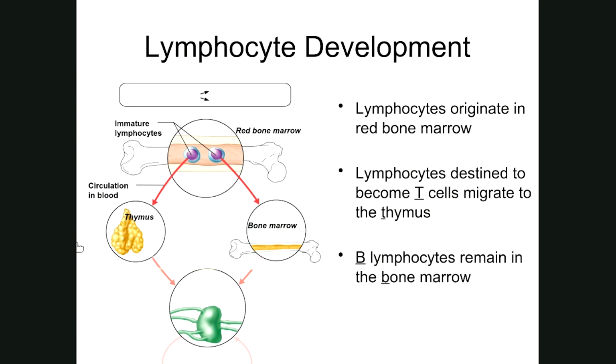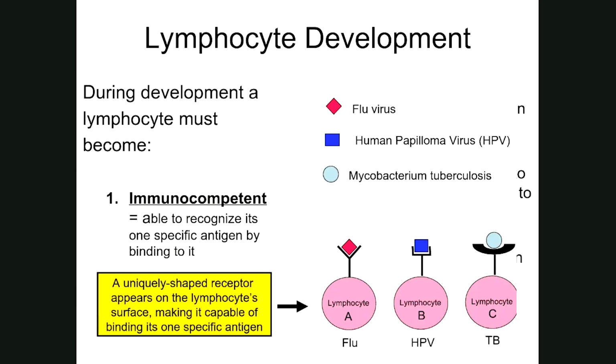The other major type of cell that you're going to start hearing a lot about is, again, what's known as a B lymphocyte or a B cell. B lymphocytes or B cells complete their development in the bone marrow, and that's the reason for their name, B cell or B lymphocyte. A lymphocyte, whether it's a B cell or a T cell, while it's developing, while it's maturing in either the thymus or the bone marrow, has to become capable of doing a couple of different things.